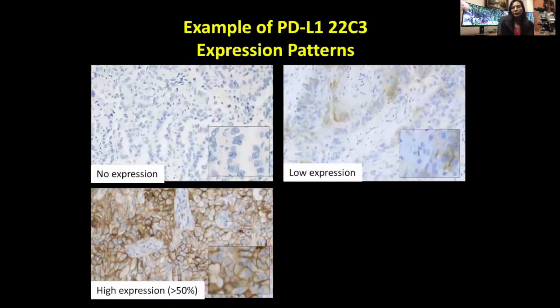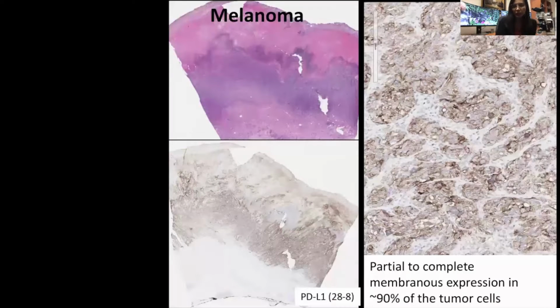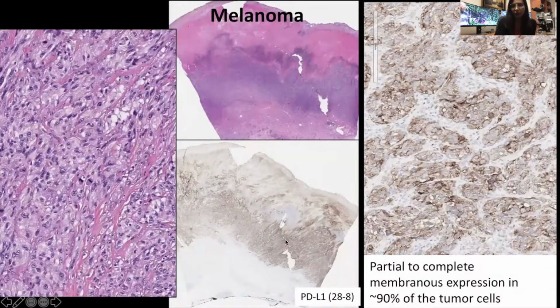This is just an example of the PD-L1 22C3 clone expression pattern. We see no expression or low expression, and here is a very high expression of the membranous staining pattern. Next one is the 28-8 clone, almost no expression, very few cells expressing, and this is a little bit more than 5% of tumor expressing 28-8 clone PD-L1, and diffuse membranous staining in more than 10% of the tumor cells. Here is an example of melanoma, here low power and high power.